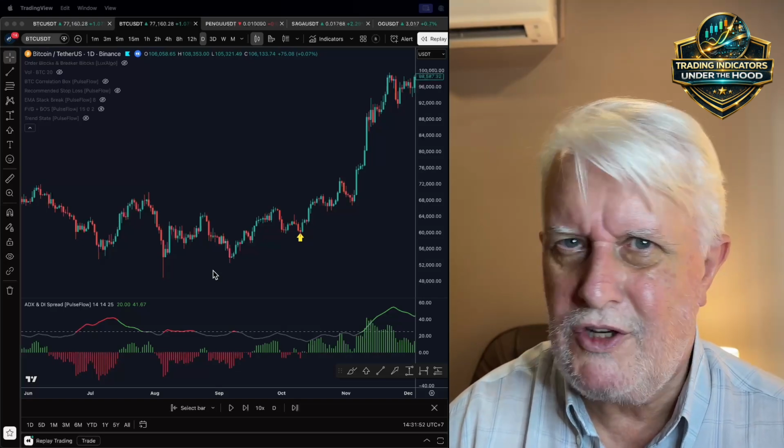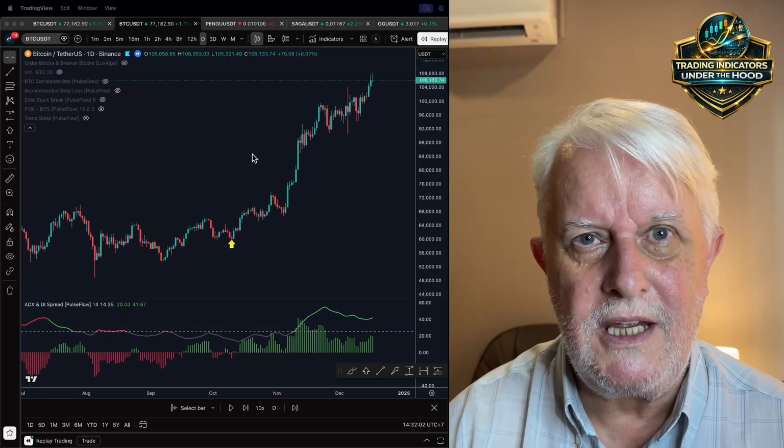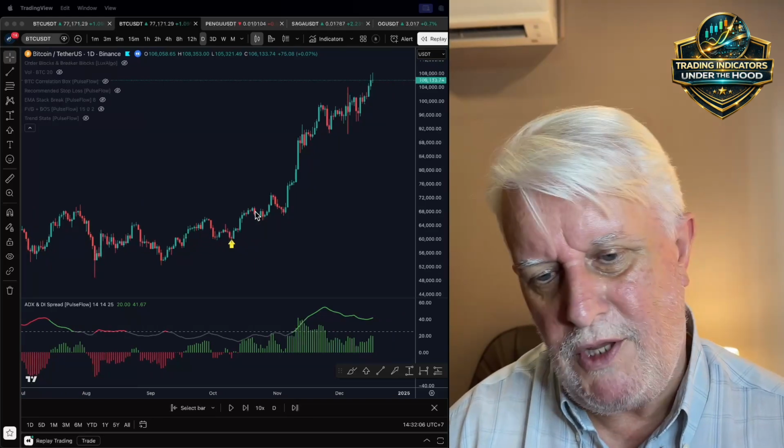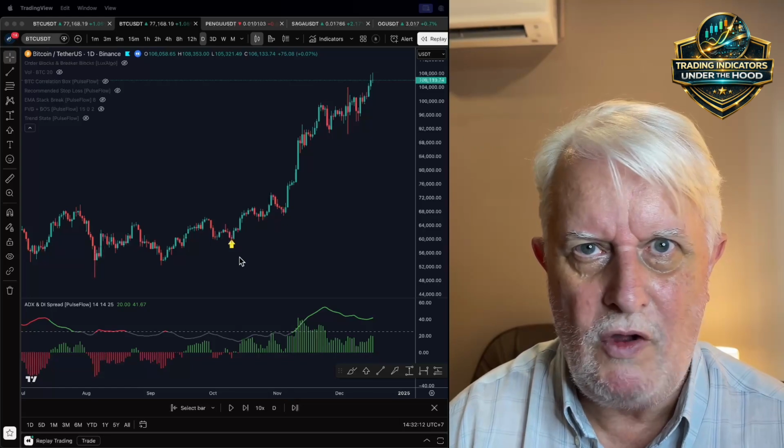No waiting for lines to cross over each other, just colour and conviction. So now let's look at BTC in this example. BTC at this point was in a strong uptrend. Price climbing for quite a lot of days.